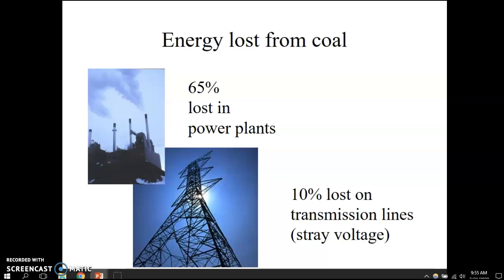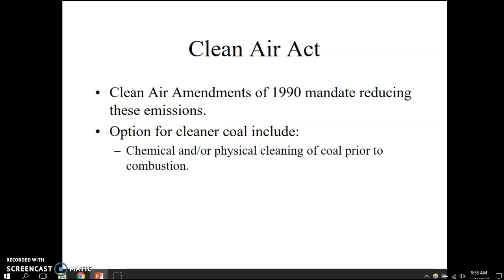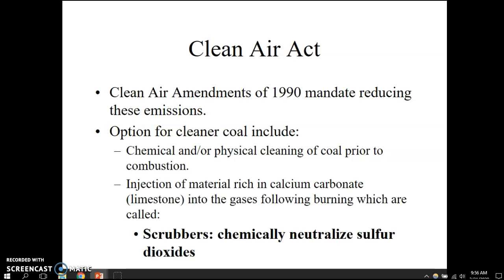So coal, when burned, is not very efficient. 65% is lost in power plants and 10% is lost as stray voltage along transmission lines. So you're really only having 25% efficiency here with coal. There are some amendments and acts that the EPA and the legislature have put into place for reducing and cleaning up the emissions. The Clean Air Act is one of those acts, along with the Clean Air Act Amendments of 1990.